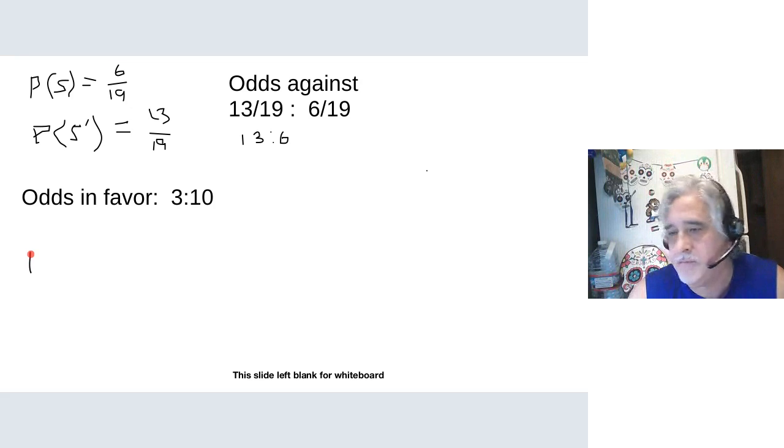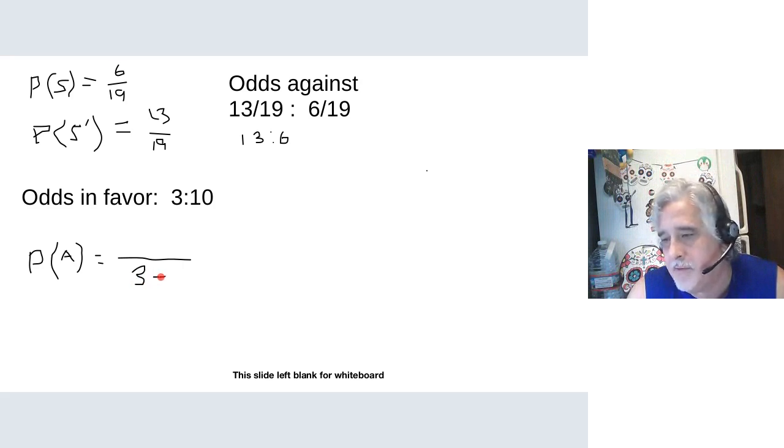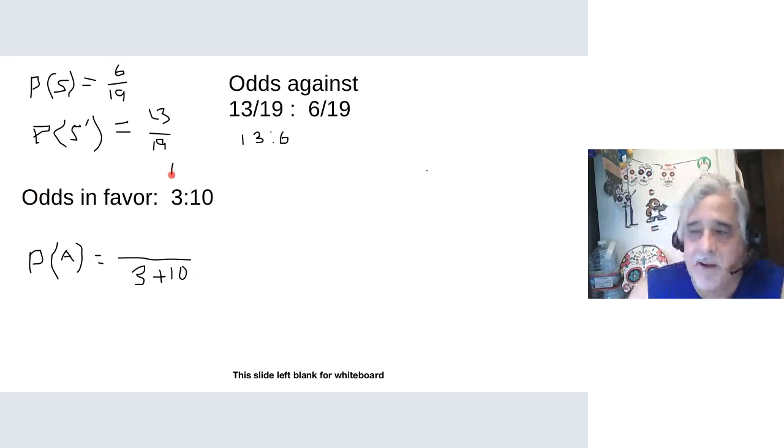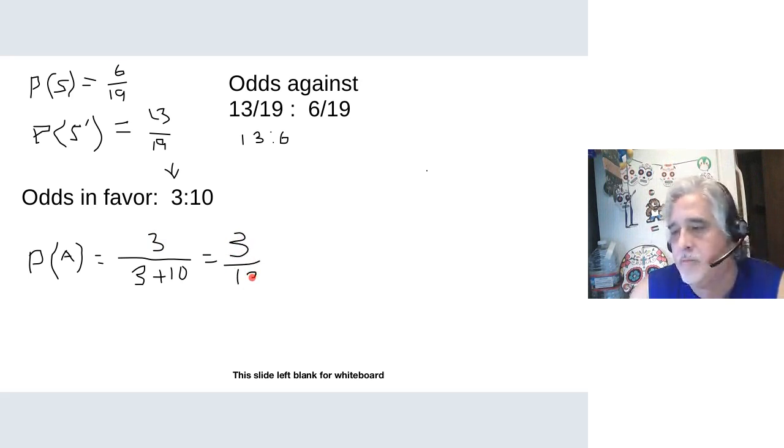Now, that means that the denominator of the probability, and what was it it wanted? It wanted, find the probability of advancing. We'll just put A. So down here is 3 plus 10. Now, since this is odds in favor of advancing, then that's the number we're going to put right here because we want the probability of advancing. And this one is rightly written as a fraction, 3 over 13.